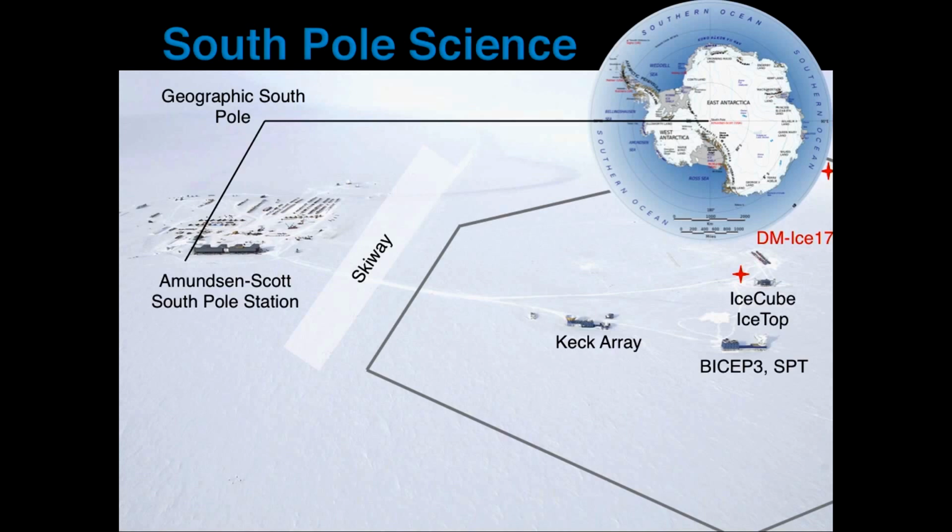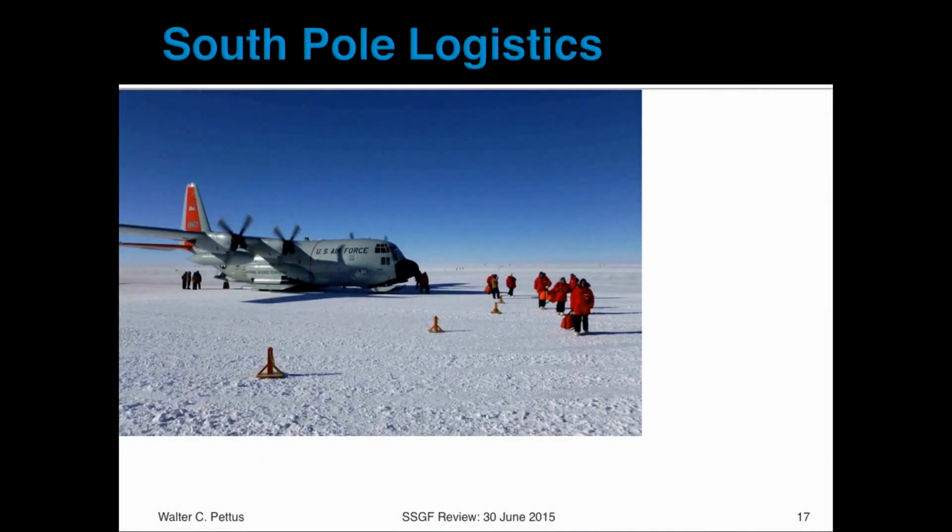There's a suite of astrophysics and cosmology experiments that go on out in the dark sector. So a couple of CMB experiments, Keck, BICEP3, SPT, as well as cosmic rays and neutrinos. And then we added direct detection dark matter. And then there's also climate modeling and seismic science. So there's a lot of really interesting science which is being driven at the South Pole.